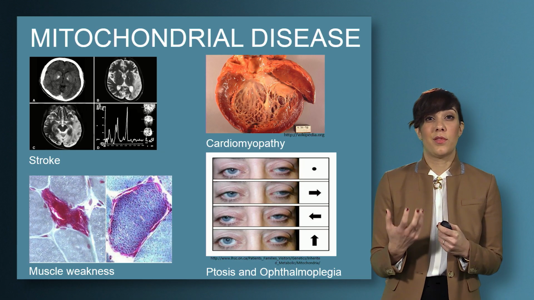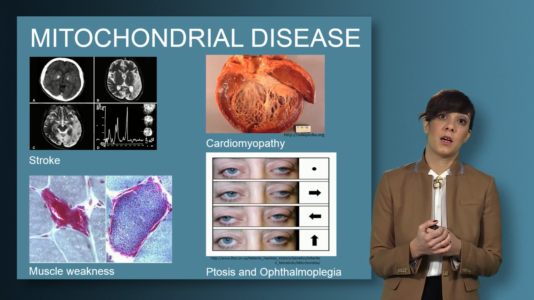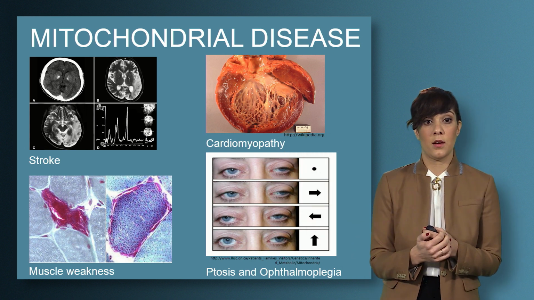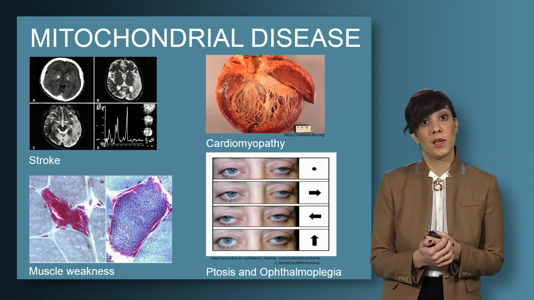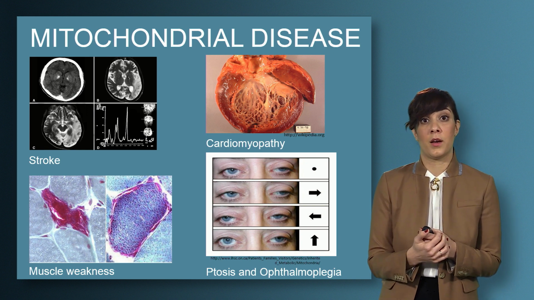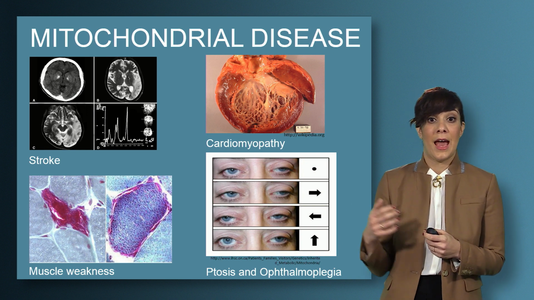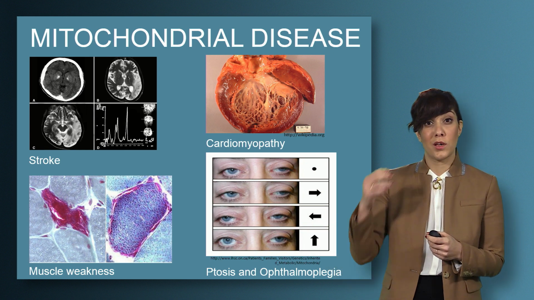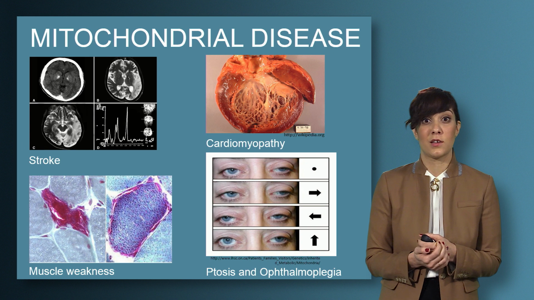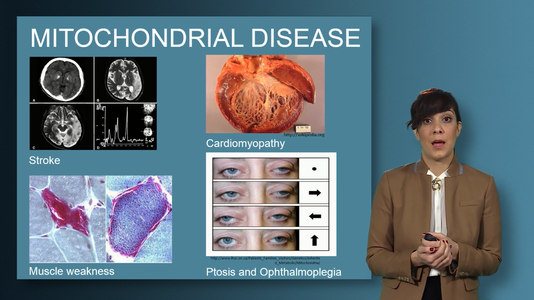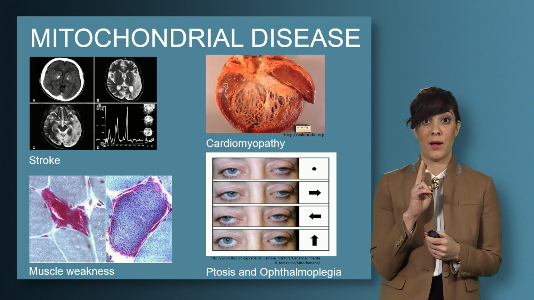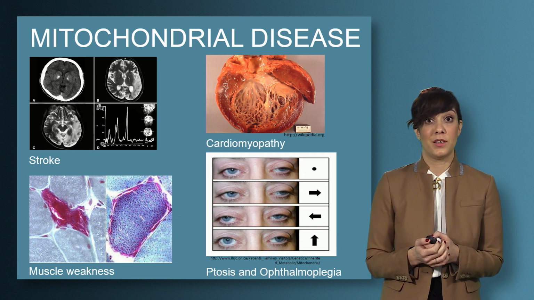You can also get a really thickened or unusual heart muscle because of this energy deficiency, and that's called cardiomyopathy, and you see that right here. And you can also get some muscle weakness because of abnormal mitochondria within the muscle cells. This muscle cell abnormality can affect the eye as well, where you can get some droopiness of the eyelids called ptosis, and you can get problems with the patient actually moving their eyes in a variety of different directions, and that's called ophthalmoplegia.